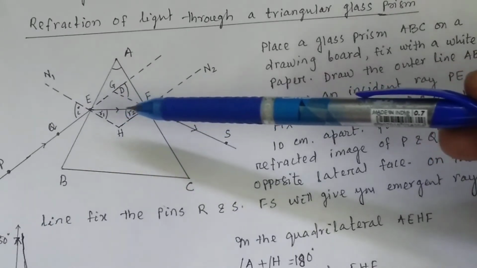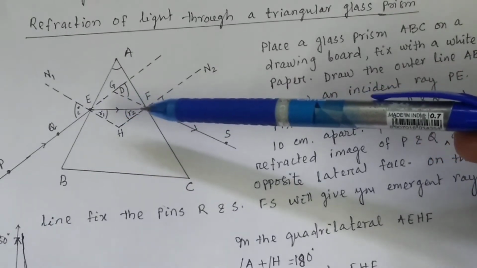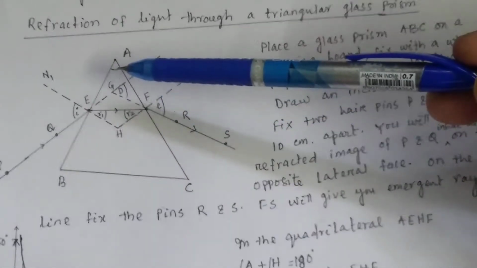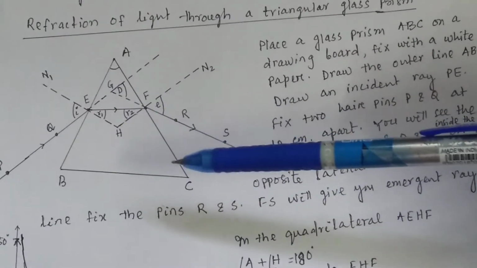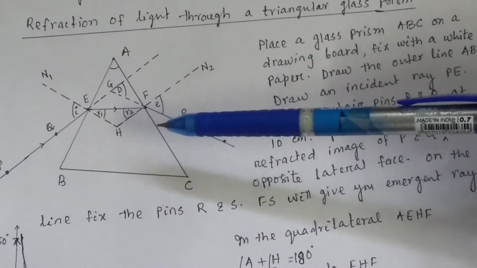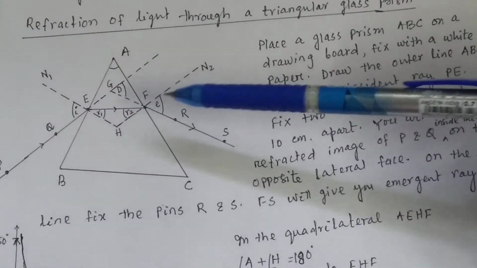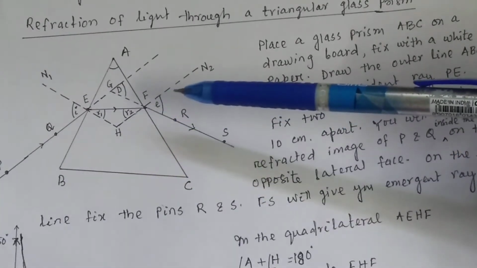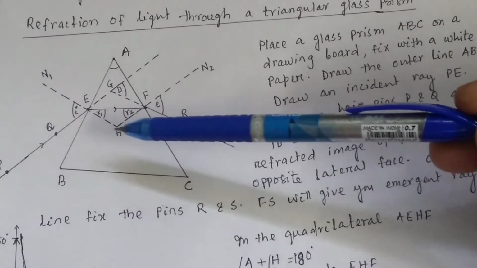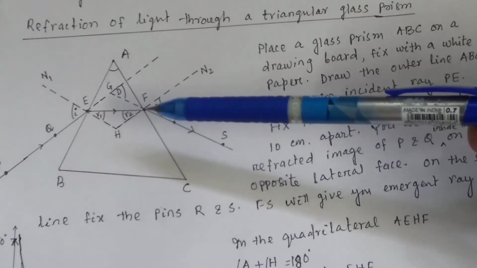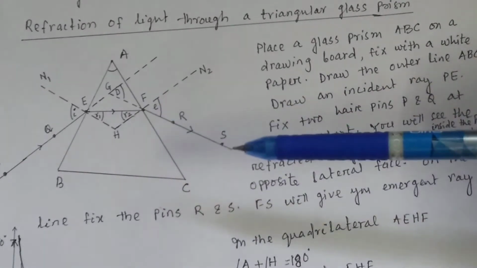When the refracted ray travels from E to F, the light will find another refracting surface here. Light is traveling from glass to air, denser medium to rarer medium. So it will deviate away from the normal. If you draw a normal here, light will deviate away from the normal. So this will be the emergent ray.